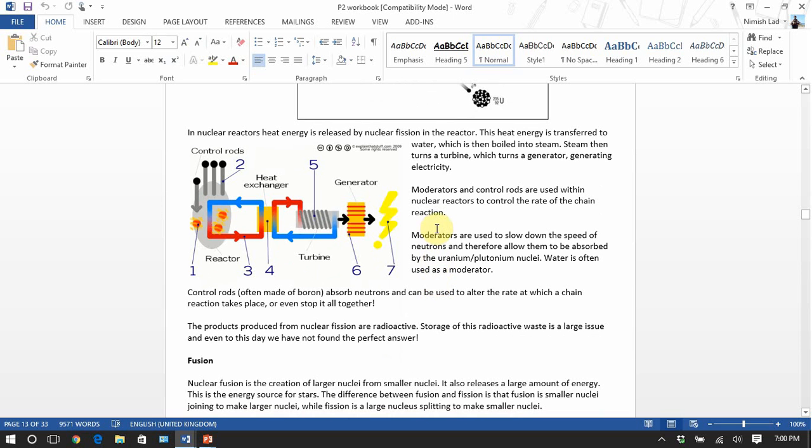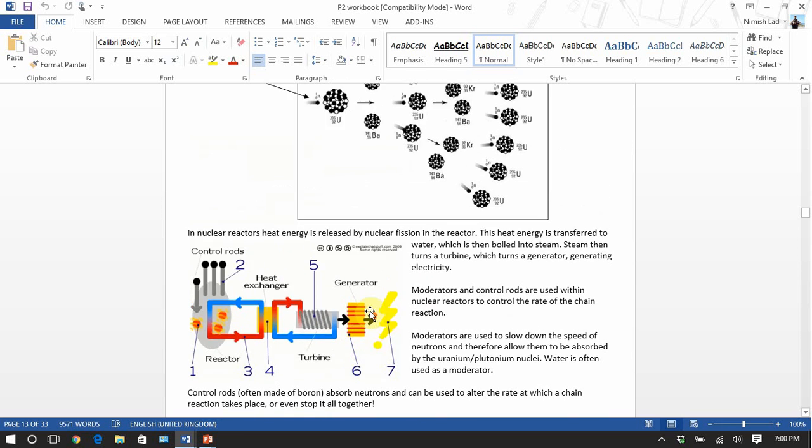There's two things in a nuclear reactor that help to control the reaction, and that's the moderators and the control rods. The moderators slow down the speed of a neutron, so it's more likely to be absorbed, and therefore more reactions will take place. Control rods absorb neutrons, so they can be used to alter the rate of the chain reactions, or you can stop the whole chain reaction altogether if you drop the control rods. So the control rods here are either lowered or raised to control the rate of reaction.